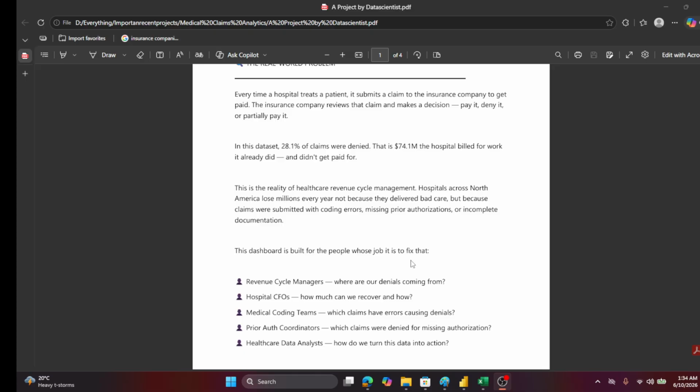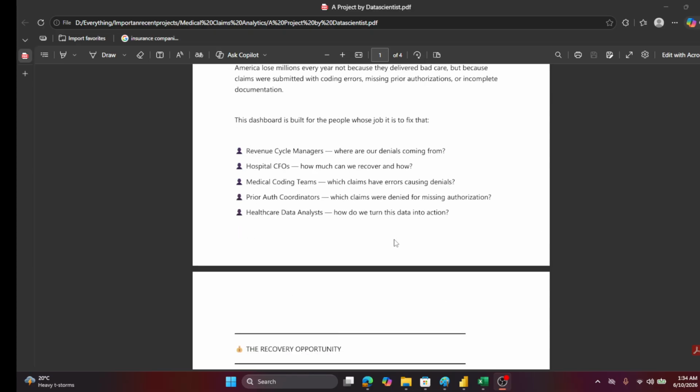Hospitals across North America lose millions every year, not because they delivered bad care, but because claims were submitted with coding errors, missing prior authorizations, or incomplete documentation. This dashboard is built for the people whose job is to fix that, or the students who want to learn Power BI dashboards.